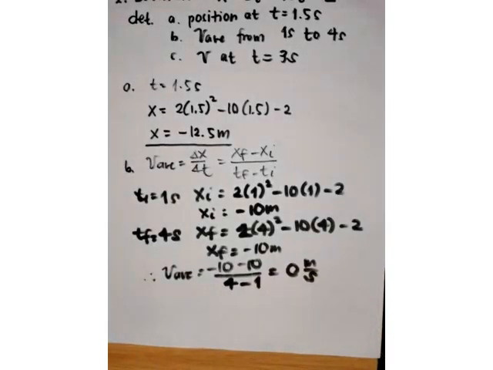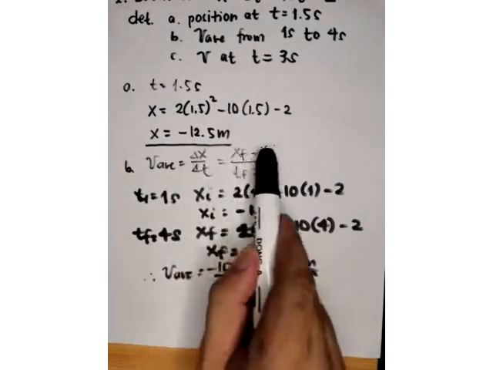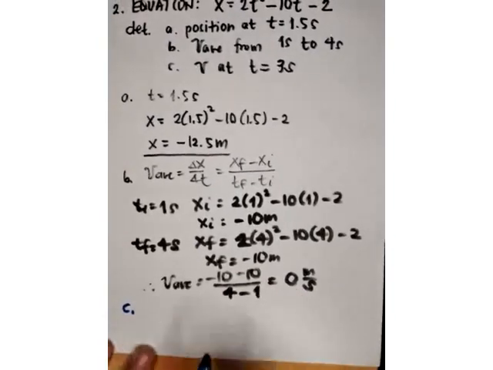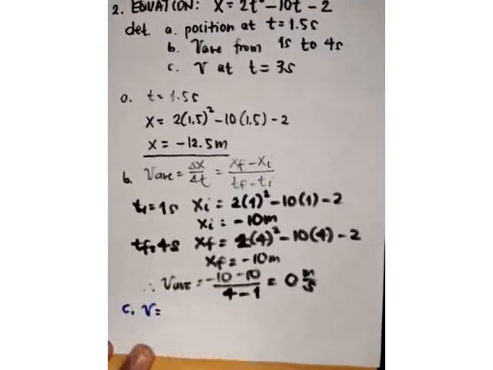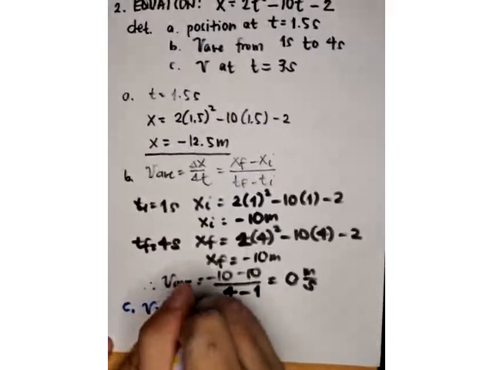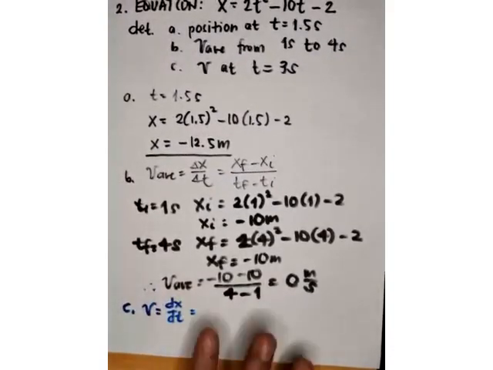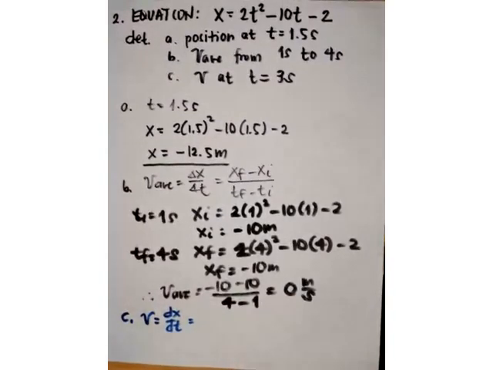Parang bumalik siya sa dati, no? Parang gumanyan siya, tapos bigla siya bumalik. Okay? Very good. Okay, how about letter C? What is the instantaneous velocity at t is equal to 3 seconds? Okay, so remember, v is equal to dx over dt. Can you tell me what is the derivative of our equation?